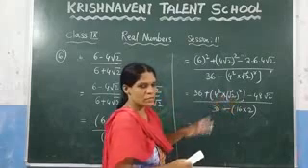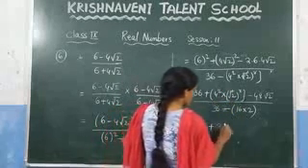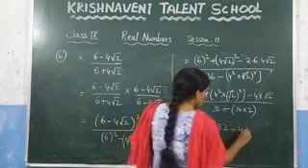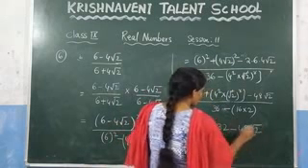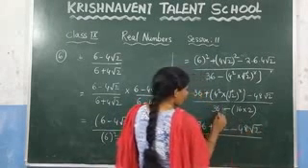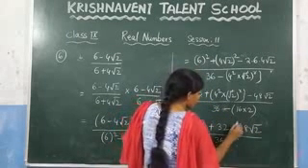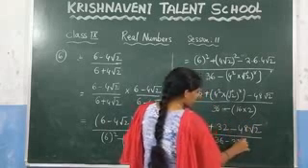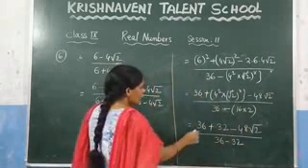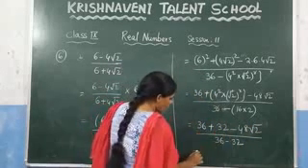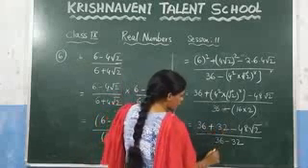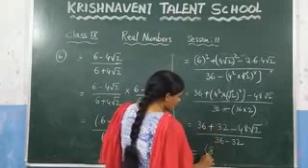16 into 2, which is 32. So write it here: 32 minus 48 root 2 by... here what is left out? 36 minus 16 into 2, which is 32. Now you need to add these two numbers. After adding, what do you get? 6 plus 2 which is 8. 3 plus 3 which is 6.